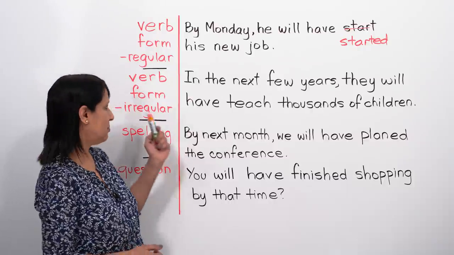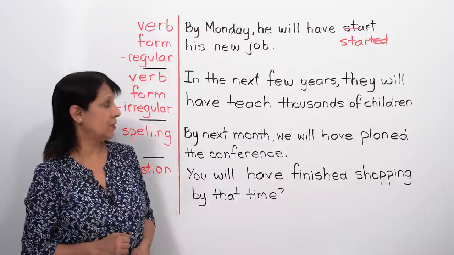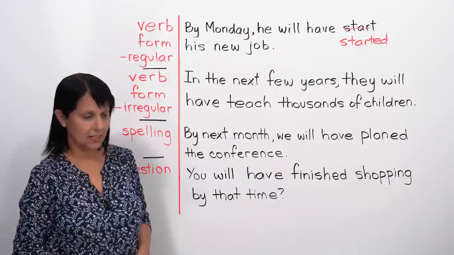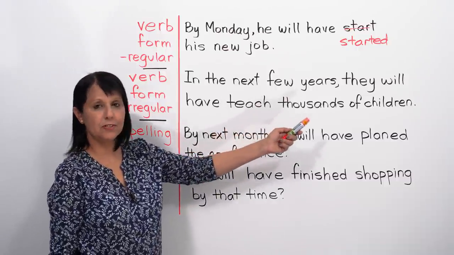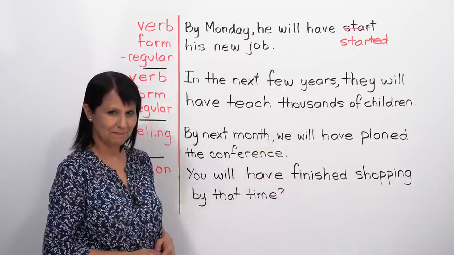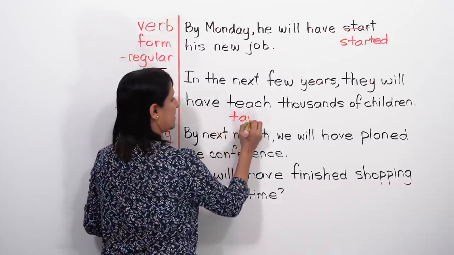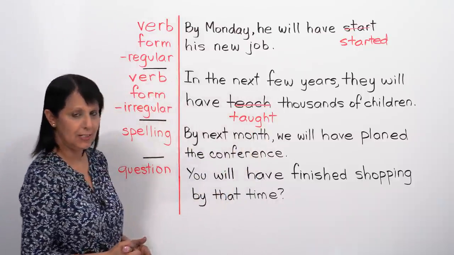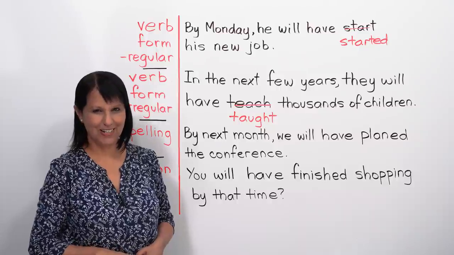So again, where's the mistake? In the verb form itself. This is an irregular verb. Let's go through it again. In the next few years, they will have something, thousands of children. So what's the third form of teach? It is taught. T-A-U-G-H-T. They will have taught thousands of children. Okay? Good.